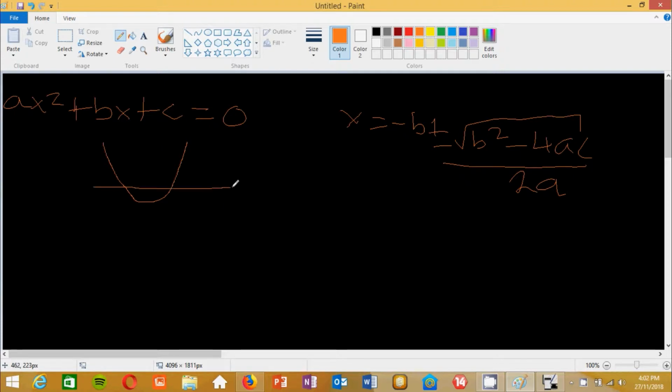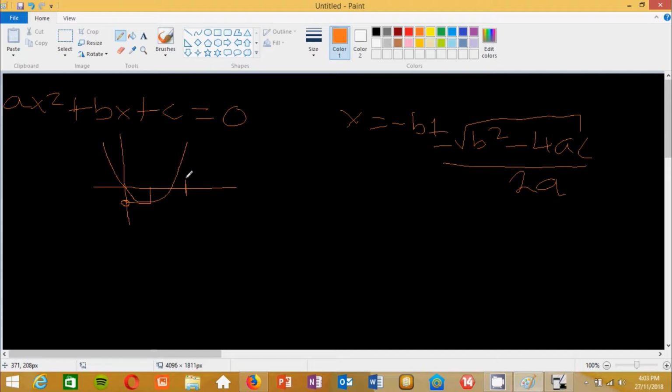So if I have my x-axis here and my y-axis there, let's say I take a value of x right here. I plug it into this expression, and the answer that I get is going to be this y-coordinate right here. Let's say I take this x-coordinate here, I plug it into this expression, and the answer I get is going to be the y-coordinate there.